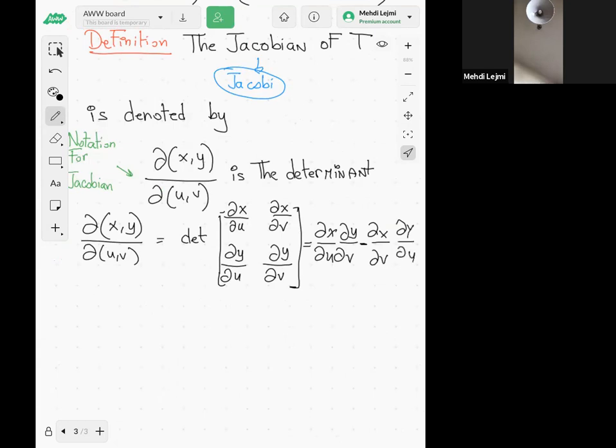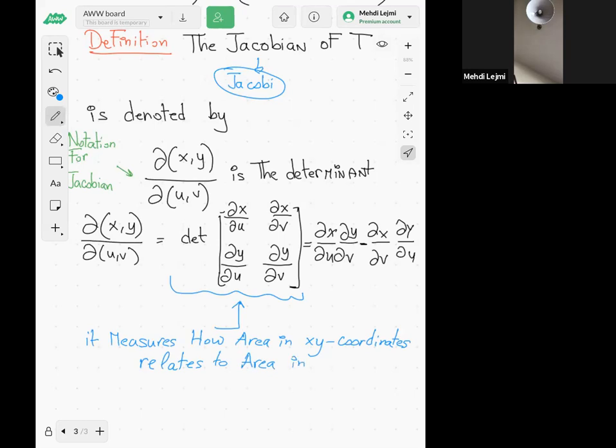Okay. And I'll explain in a minute, but the geometric interpretation of the Jacobian is that it measures how the area in the x, y coordinates relates to the area in the u-v coordinates.